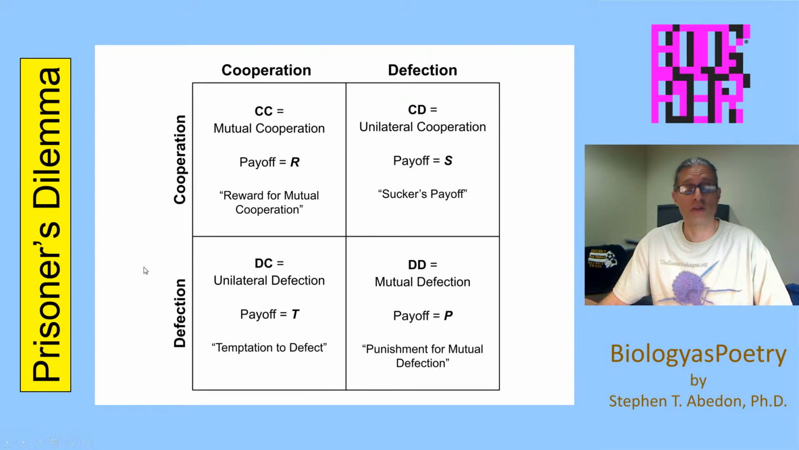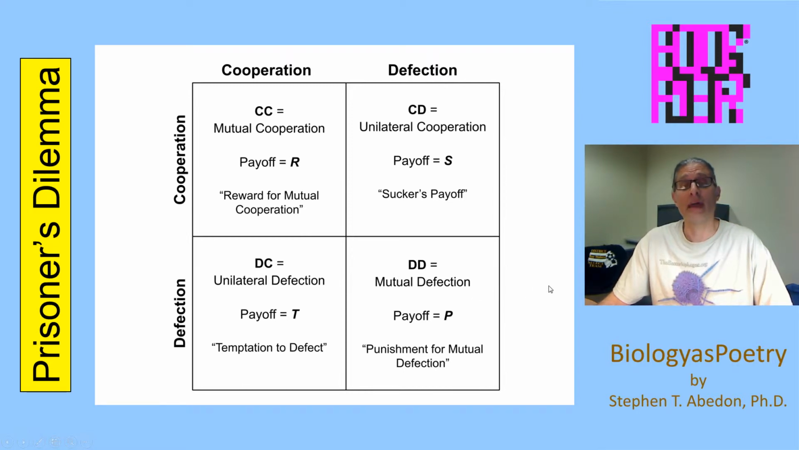Alternatively, looking at the player over here, that individual can defect, and the other player can either cooperate or defect. If the other player cooperates, then we call this player's behavior unilateral defection, and if the other player defects, we call this player's behavior part of a mutual defection.